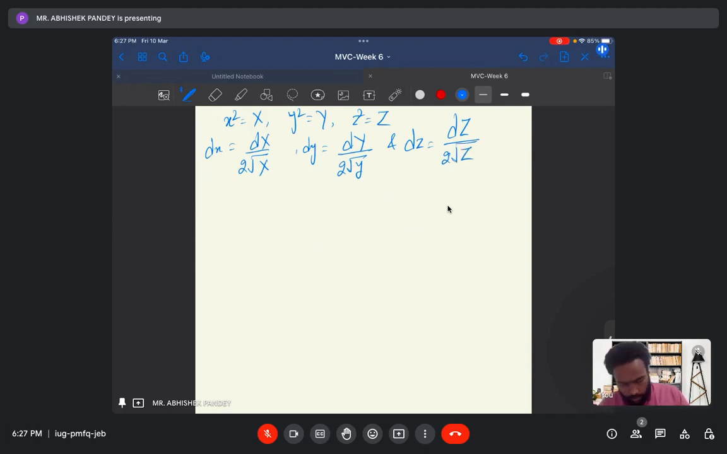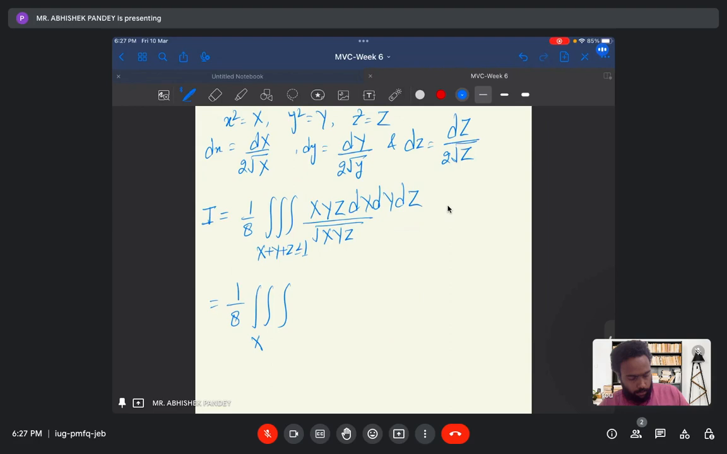So the integral I becomes 1 by 8 times the integral over X plus Y plus Z less than or equal to 1 of XYZ upon root over XYZ dX dY dZ, which is nothing but 1 by 8 times the integral of X to the power 1 by 2, Y to the power 1 by 2, Z to the power 1 by 2 dX dY dZ. Now this is the standard form.